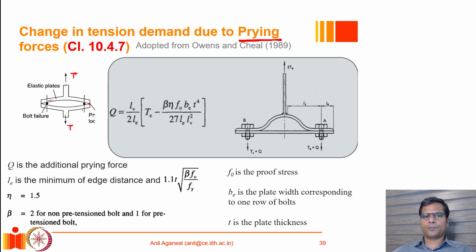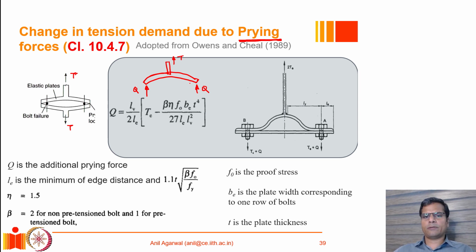So if there was no prying action, we would assume that if T force is applied here, each bolt would resist a force of T divided by 2 if it's a symmetric system, right? However, because of the prying action, let me draw the free body diagram of one of the T sections. If this force is T and there is a prying action, let's say that force is Q, then similarly there is a Q force here.